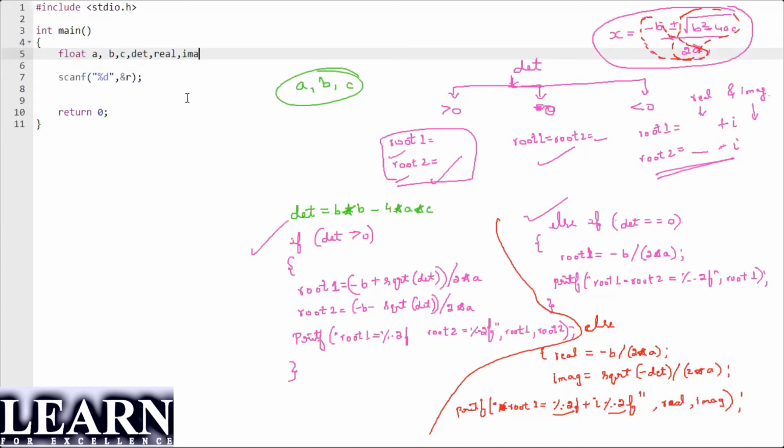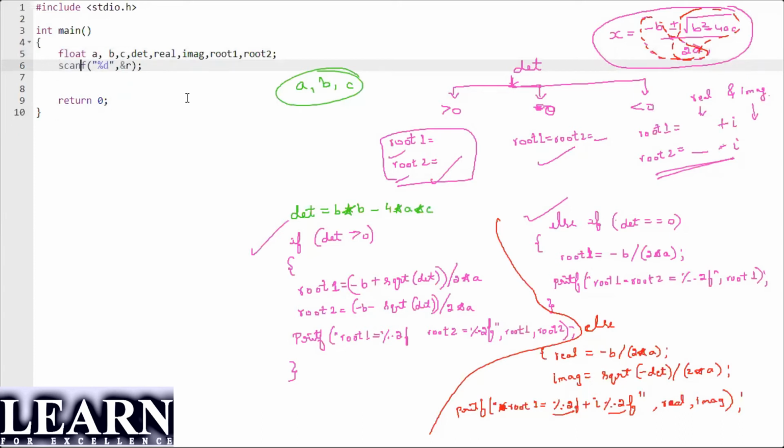Imaginary, yes. Any other things I have to take out? Yes, I need to give out root 1 and root 2. Right, these are the things we'll be dealing with. Once we are done with this, we'll be scanning the values: scanf percentage f, percentage f and percentage f, and we'll be taking out A, B, and C. Yes, we are done with this.